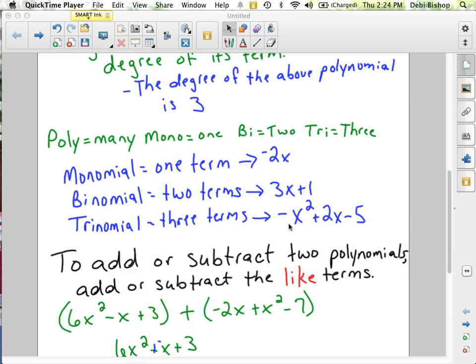And if we were to be asked what the leading coefficient of this trinomial is, it would technically be a negative 1, because our 1 is in between there.